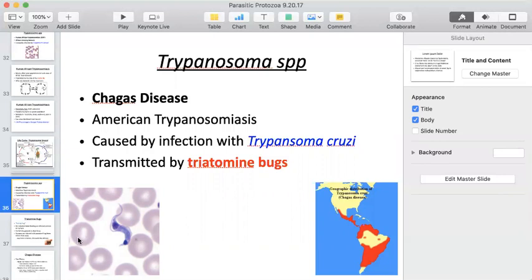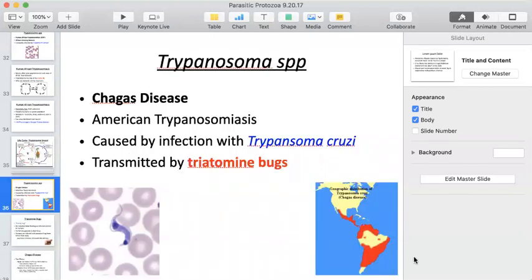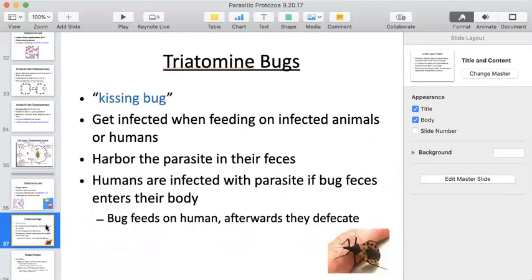All right, this particular disease is typically found, again, down here in South America, or South American countries. This triatomine bug is the vehicle, the route of transmission, for Chagas disease. This Trypanosoma cruzi is transmitted by the kissing bug.